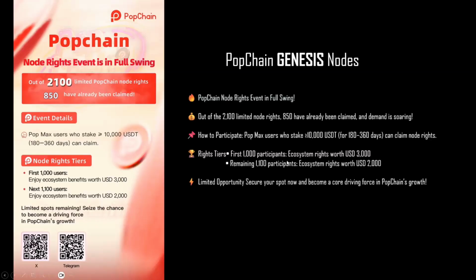How to participate? Well, you need to stake 10,000 USDT for 180 to 360 days in a single contract. Okay? It doesn't mean that you need to put 2,000. No, you need one contract with 10,000 USDT, or use PUSD, so a 10,000 USD staking contract. The first 1,000 get the worth of 3,000. The remaining 1,100 get 2,000. This is a limited opportunity. And I would say secure your spot now and become one of the core driving forces in the PopChain growth.